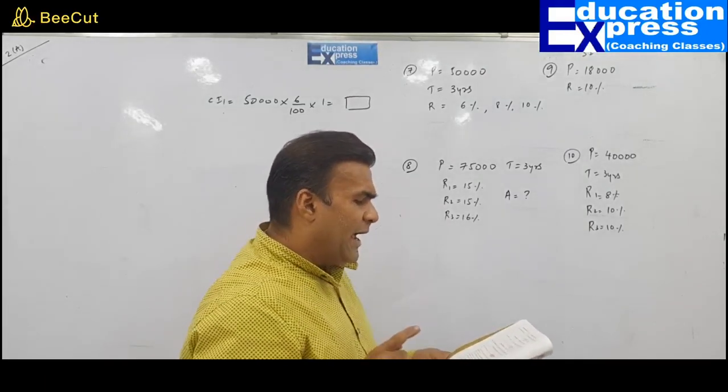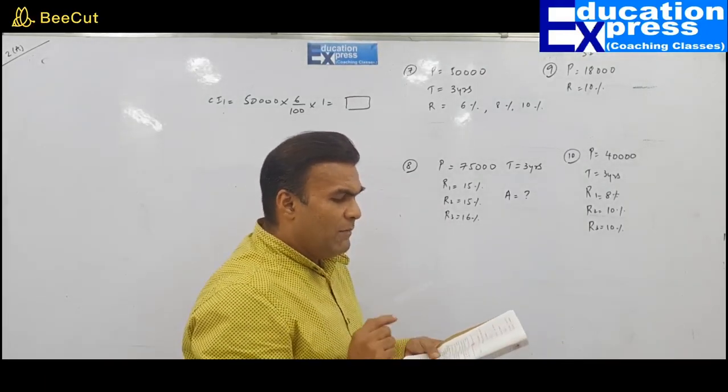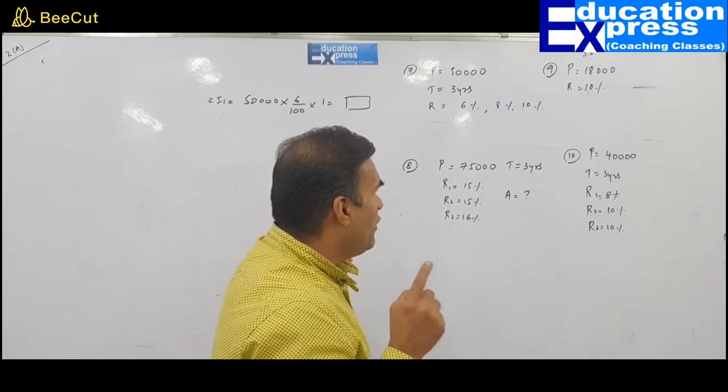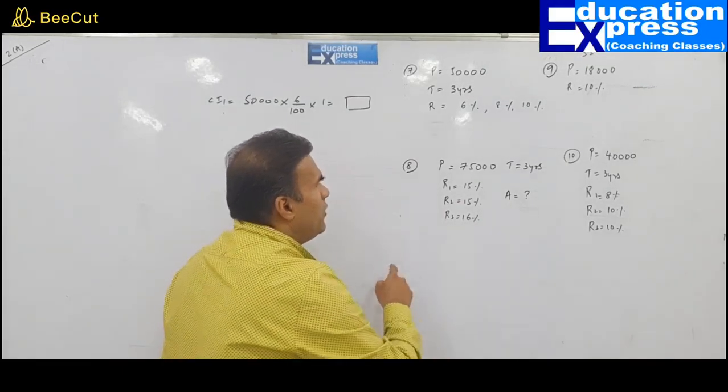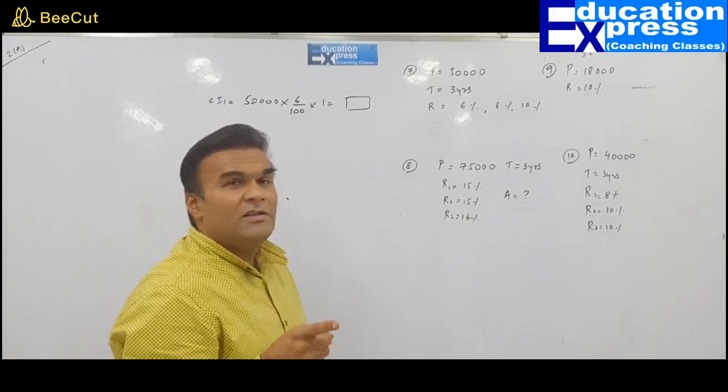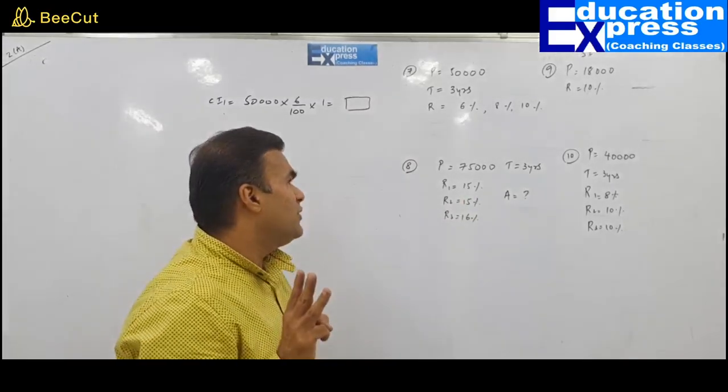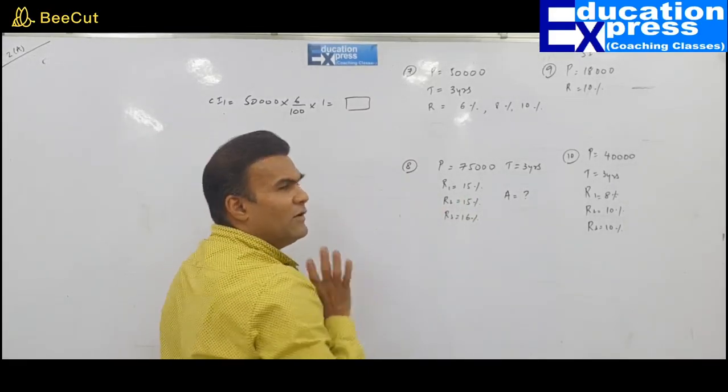What we have to find? Calculate the sum Minal will get at the end of the third year. So we can find out CI for the first year, CI for the second year, CI for the third year by taking the respective rates.